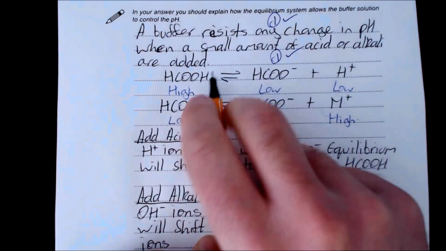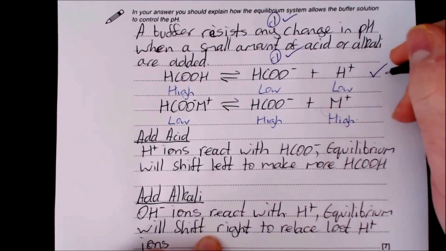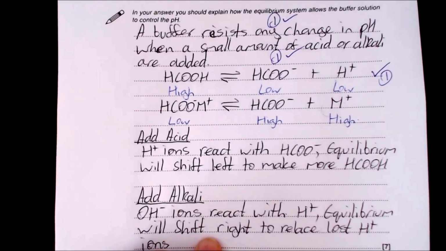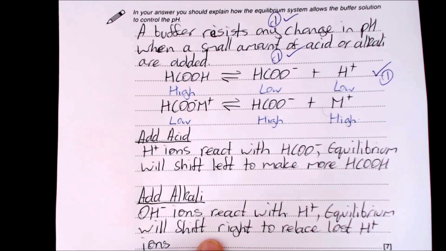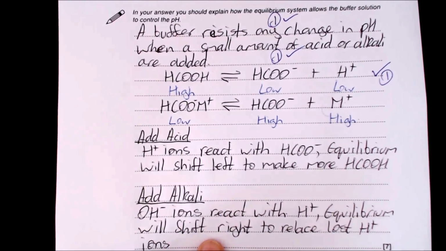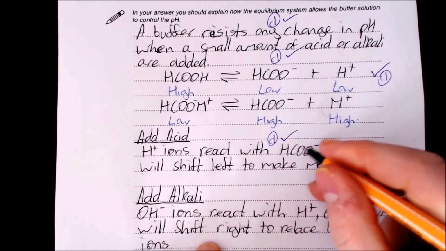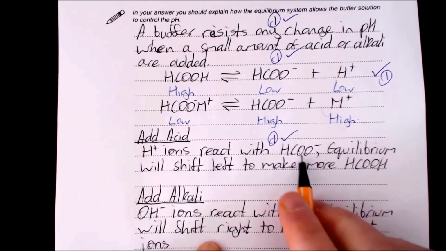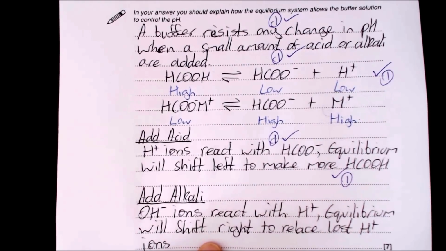You get one for saying only when a small amount of acid or alkali is added. You actually get one mark for the equation for the acid in particular. The alkali one, the salt one here, is just there to help explain what the buffer is there for. You actually get one mark for saying the H plus ions react with the methanoate ions, which are these ones here. And you get one mark for explaining what happens with equilibrium.